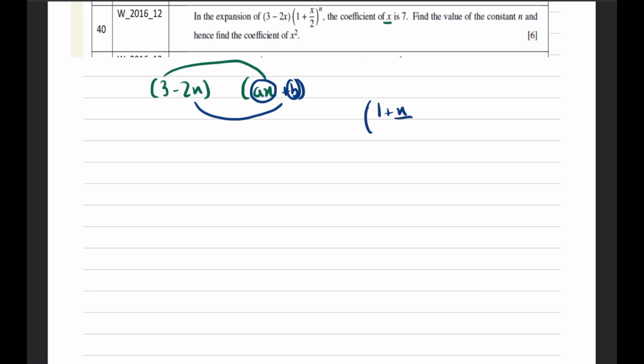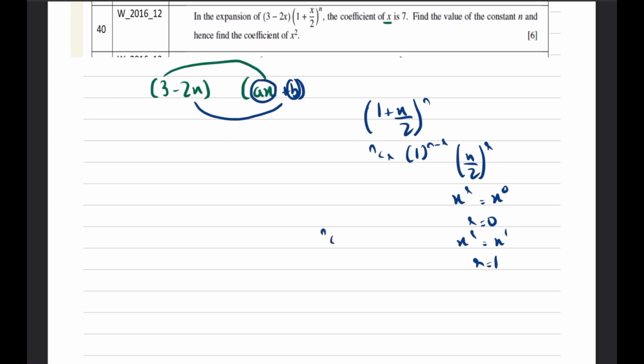1 plus x upon 2 power n. So nCr 1 n minus r, x upon 2 power r. So x power is r, we need a constant, so that means r is equal to 0. And the other x power is r and we need 1. So can I say r is equal to 1? Do you get this? Now, let's plug in. nC0, nC1. What's the first term? 1, n minus 0, 1, n minus 1, x upon 2 power 0, x upon 2 power 1.